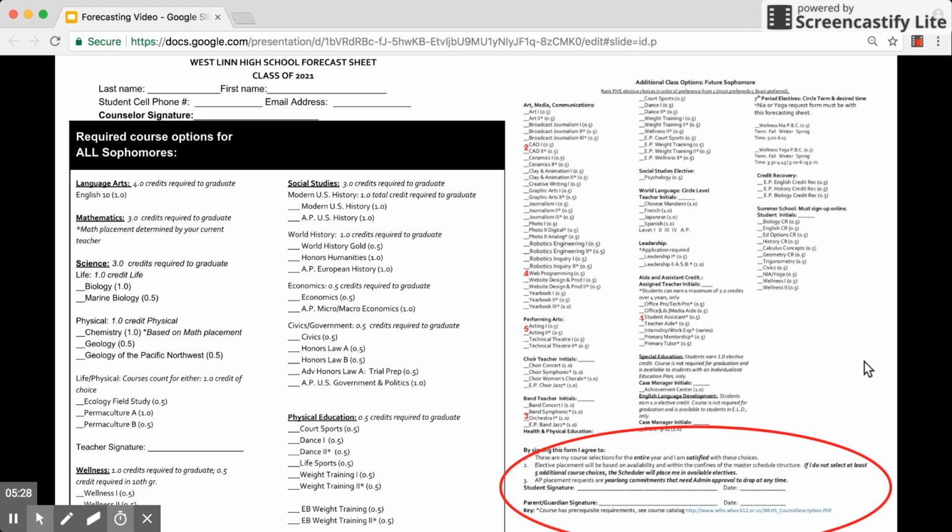Finally, at this bottom section, we do ask that students and family members read and sign this section. This is for us to make certain that students understand expectations in regards to forecasting, the possibility that they might get a course that they are not interested in if they do not fully forecast for 5 elective courses, and also for students and families to recognize that AP placements are binding for a year-long commitment, and if they do hope to drop an AP course after they have forecasted for it, they will need admin approval. So please be sure to read this bottom portion and sign.